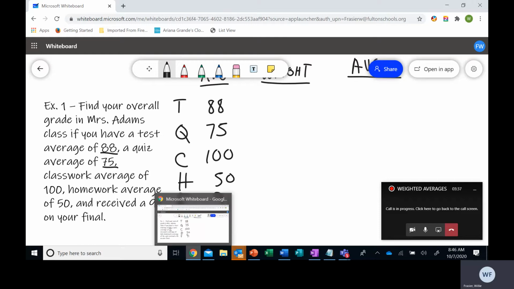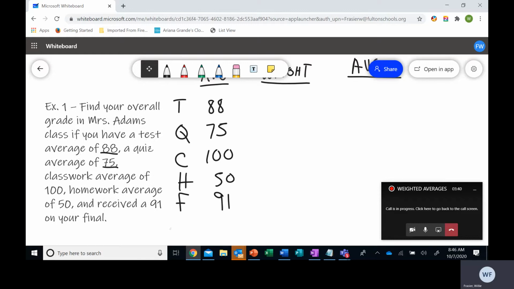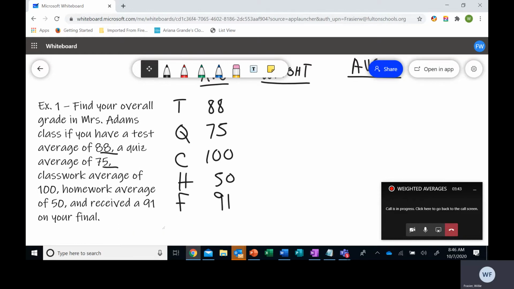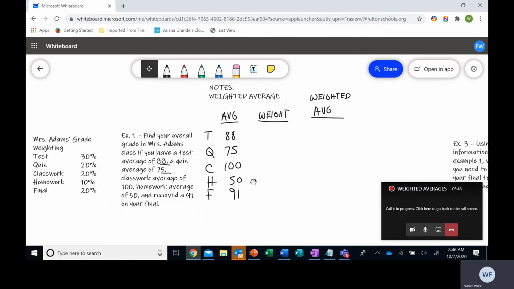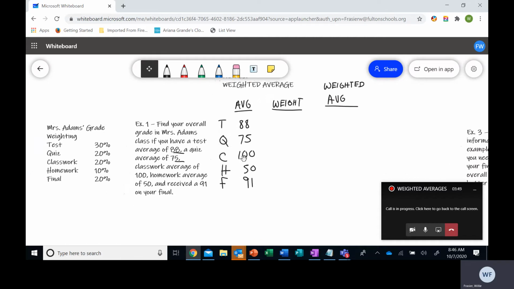All right. So what do we do next? Well, I'm going to look at all the weights that Mrs. Adams has for her class and put them under the weight category. In order to use this in our calculation, we have to take the decimal values of these percentages. So the weight for the test is 30%, which is 0.3. Then 20% is 0.2, 20% is 0.2, 10% is 0.1, and over here, 0.2.